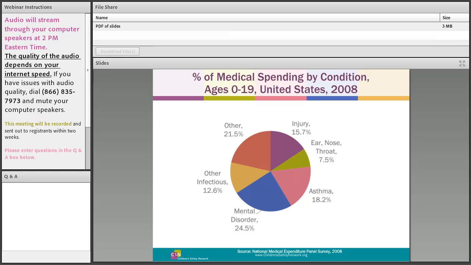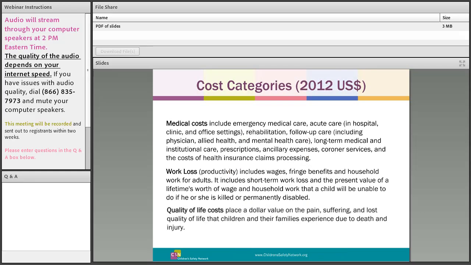So you might ask, how do we measure the impact of death and disability in our lives? And cost is one way to do this. So generally, we use three cost categories. Medical spending includes emergency medical care, acute care, rehabilitation, follow-up care, long-term medical and institutional care, prescriptions, ancillary expenses, coroner services for fatalities, and the cost of health insurance claims processing.